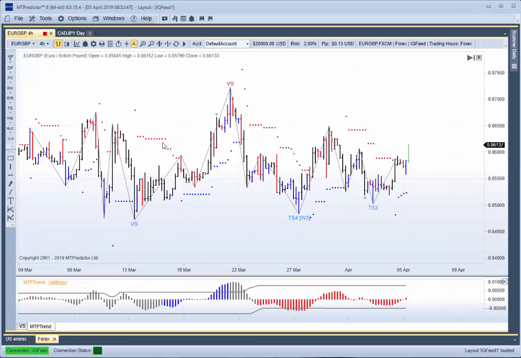Right, so this is a 4-hourly chart of the EURGBP. So how does MTPredictor work? You can see we have some automatic setups on our charts here. So do we just take these setups blind, say perhaps in conjunction with our MTP trend direction, which is blue for up, black for in the process of making a reversal, or red for down, or do we do something different? Well, we do something different, and the reason for this is because we understand that markets are cyclical.